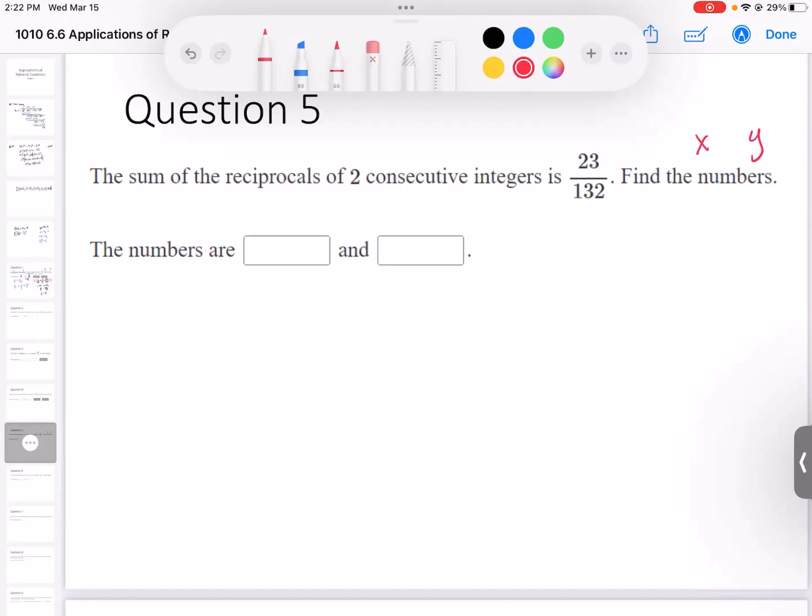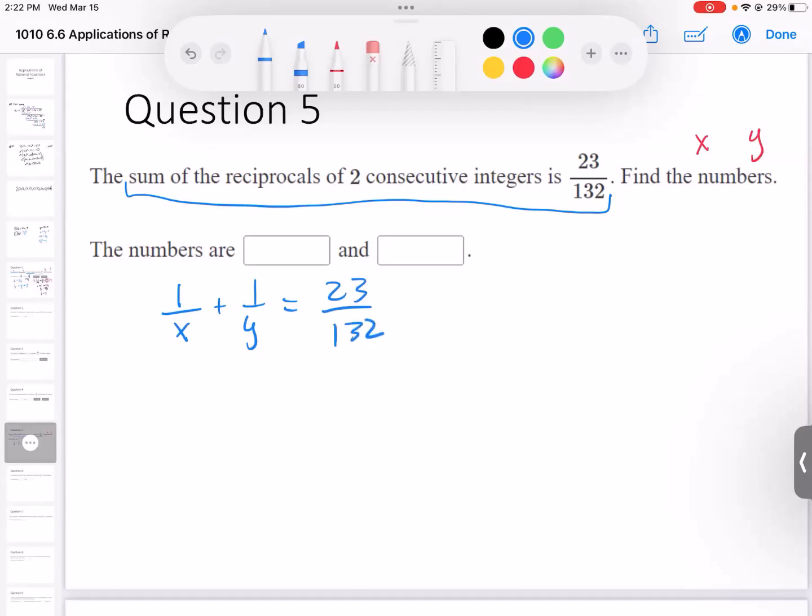And the things we know about them are that the sum of the reciprocals of these two consecutive integers is 23/132. So that equation is going to look very similar to what we just did, where you have 1/x plus 1/y equals 23/132, right? Because that would be the sum of the reciprocals. Does that part make sense? So that's where the other equation is going to come from.